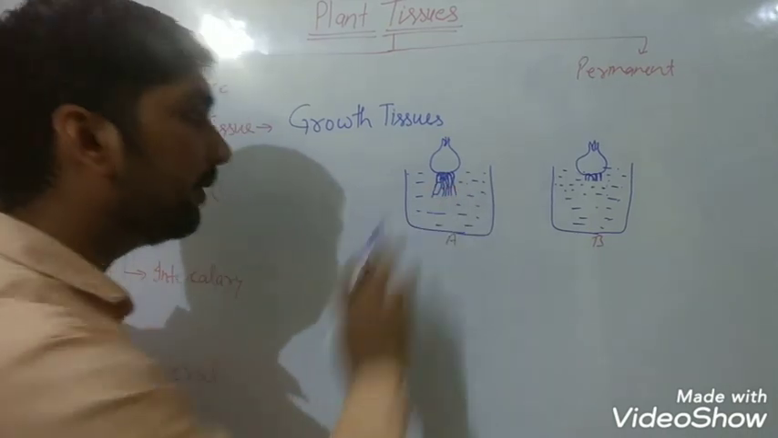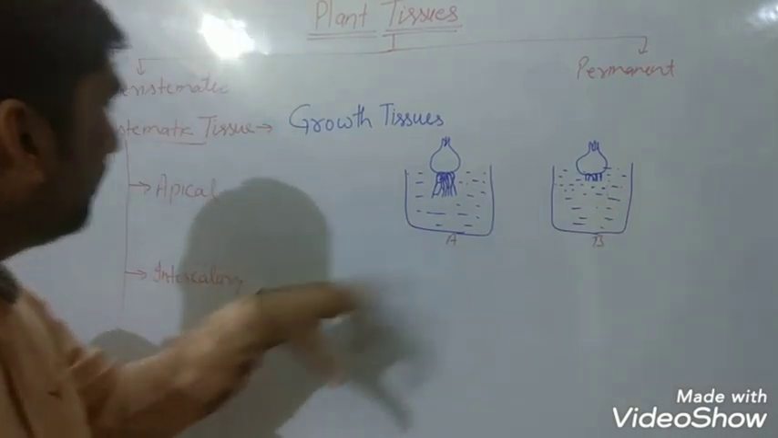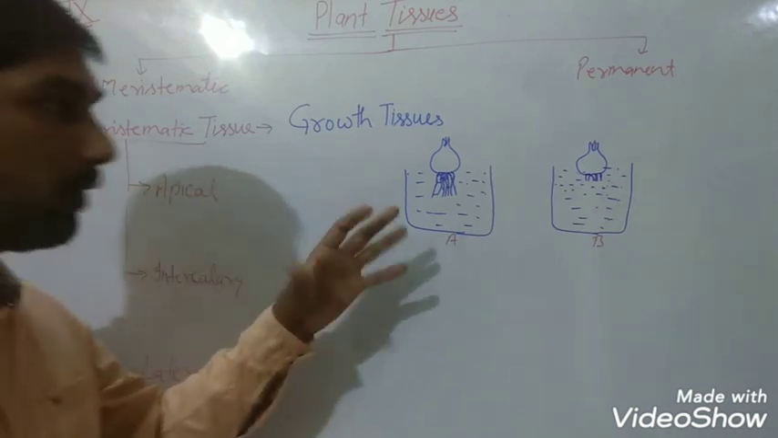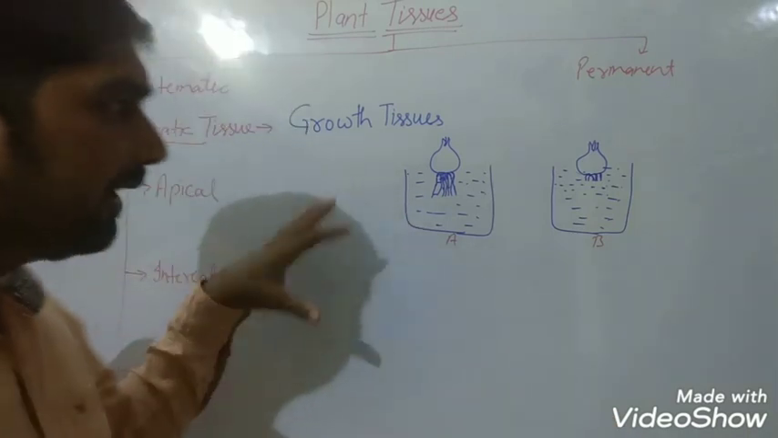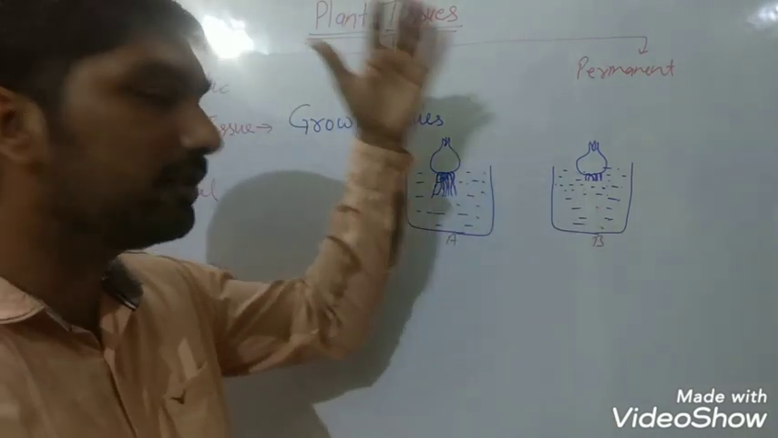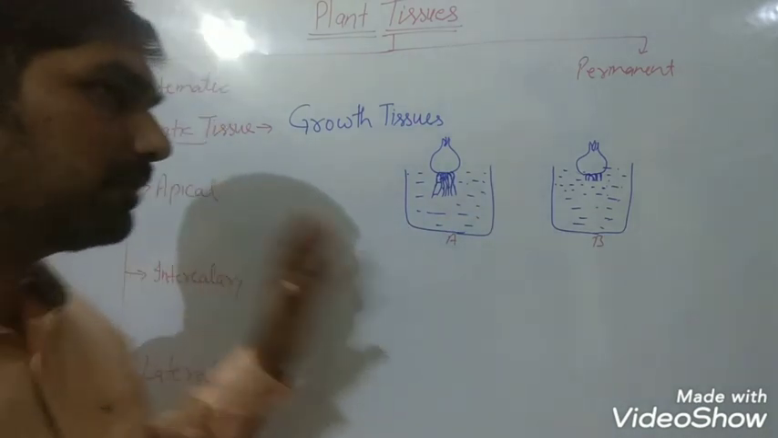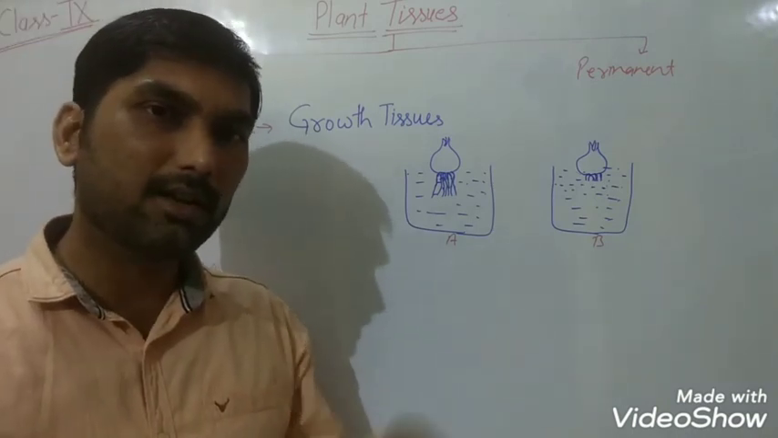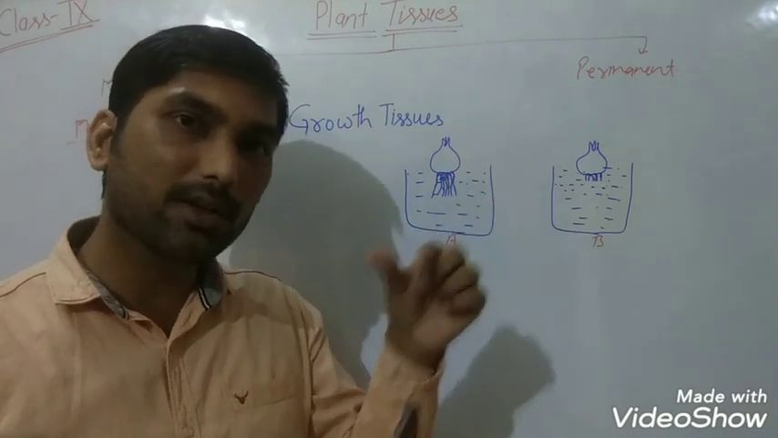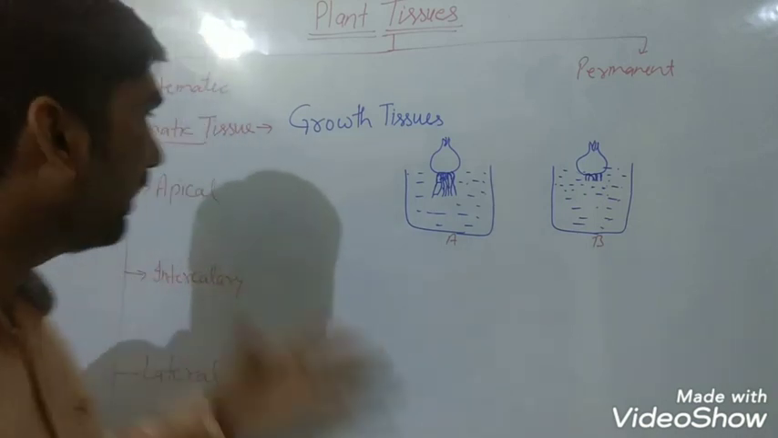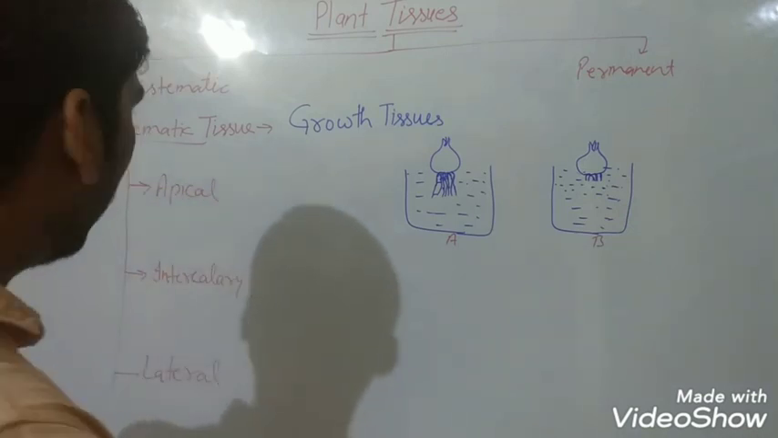The root will grow further in the first beaker but not in the second beaker, and this is the proof that if we remove the apical meristematic tissues from the plant part, growth in length will not happen. So it means the apical parts of the plants, whether shoot or root, have apical meristematic tissue, and that's why perhaps you have observed that the newly grown shoot part or root part is very soft, because they have meristematic tissues.